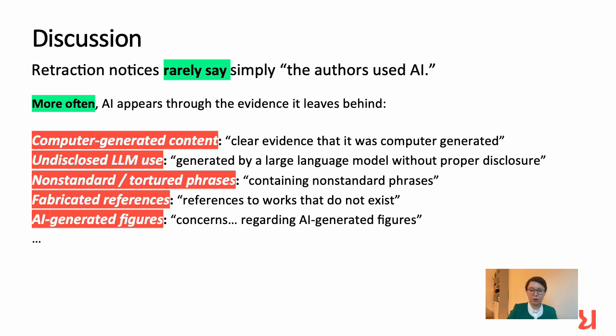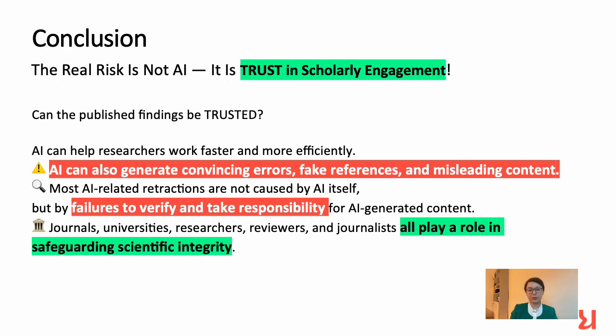That brings us to the most important message of this lecture. Let's return to the question we asked at the beginning. How is artificial intelligence changing scientific publishing? The answer is both encouraging and cautionary. AI is already helping researchers become more productive. It can improve writing, assist with coding, accelerate literature review, and support many routines in research. If it is used responsibly, these tools have enormous potential. But at the same time, AI can also generate convincing errors, fabricated references, synthetic figures, and misleading content at a scale that was previously not possible.